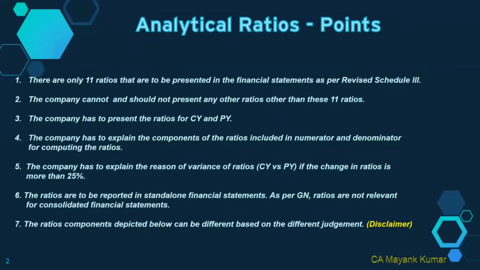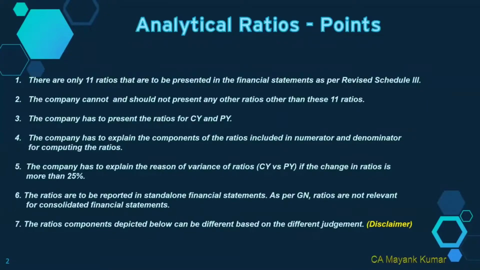A ratio is nothing but a division of numerator by denominator. So the company has to explain the components of the ratio in the financial statement to make it more understandable to the stakeholders of the company. Otherwise, the stakeholder will never know what numerator and denominator the company has used for computing the ratios.